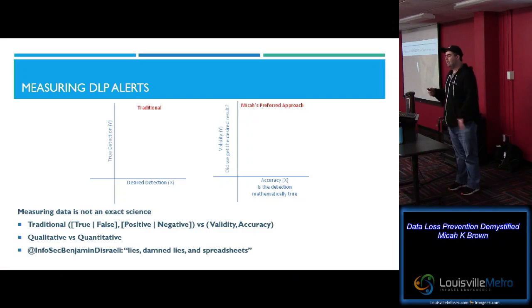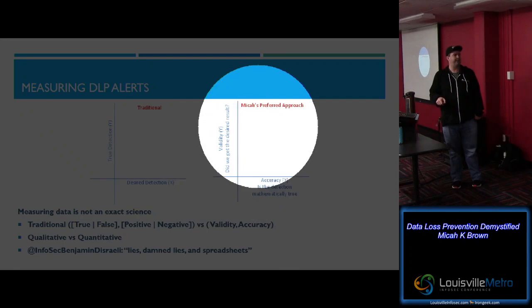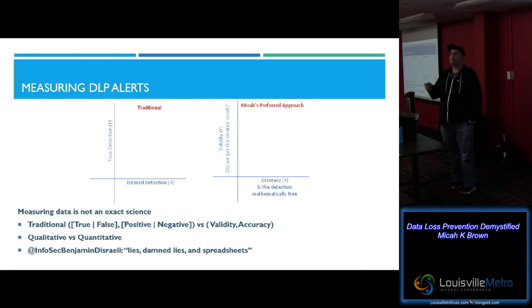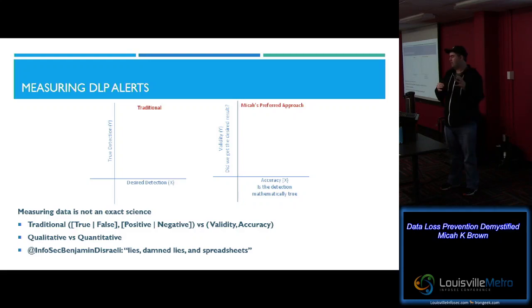Instead, what I started to do is measure incidents on validity and accuracy. Accuracy is, does the actual detection make mathematical sense? So, stripping out human emotion, just looking at what the classification is looking for and the data input, do I agree with the computer, yes or no? That's accuracy. Validity is, does it catch what we're intending? If I'm looking for a U.S. driver's license and I get a user's logon ID, that might be highly accurate, but it's low validity, right?